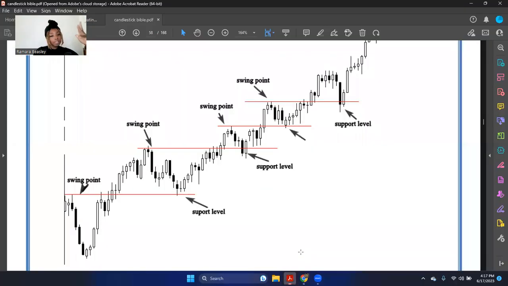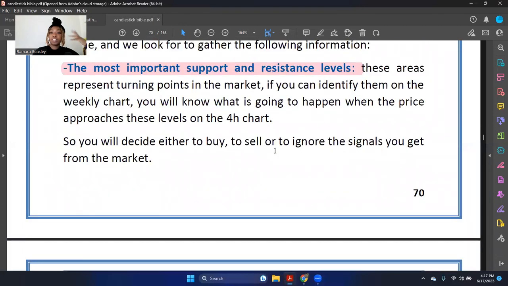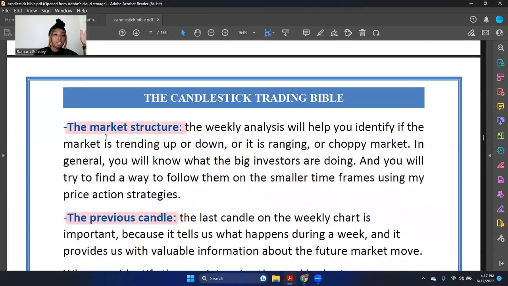Okay. All right. So what's next, man? What's next? So let's go back to our page 70. All right. We've identified the support and resistance level. It says these areas, okay, so you decide either to buy or sell or to ignore the signals you get in the market. So we've seen that EJ was actually buying. So we're looking for buys on Euro JPY, EJ.